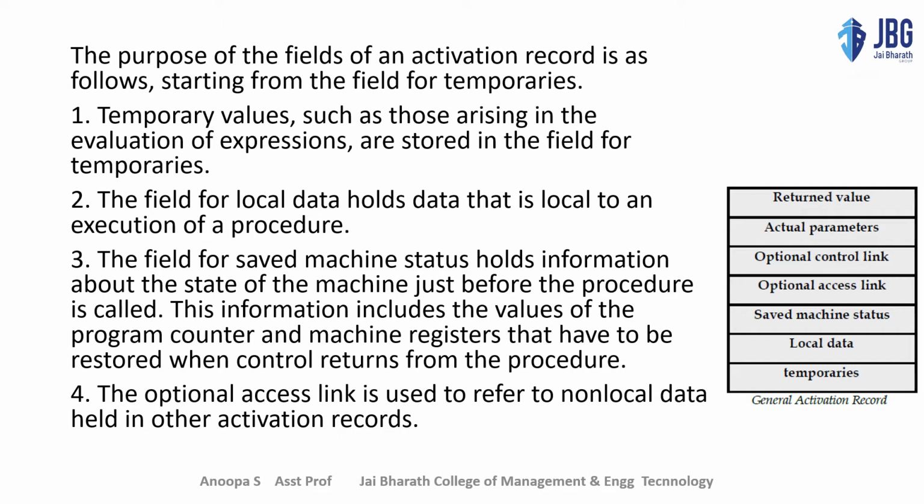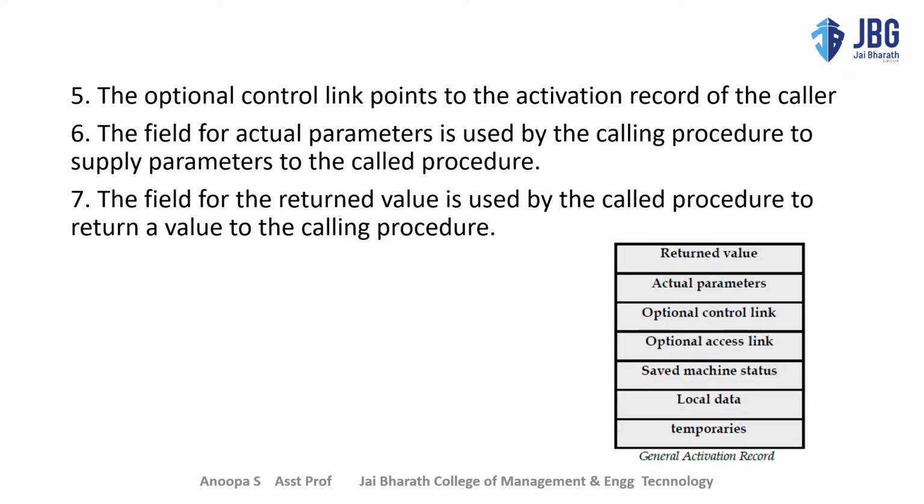The field for saved machine status holds information about the state of the machine just before the procedure is called. This information includes the value of the program counter and machine registers that have to be restored when control returns from the procedure. Then there is an optional access link. This is used to refer to non-local data held in other activation records. Okay, data that is not local to a particular function and is stored in other activation records, that link will be provided in the optional access link. The next is the optional control link. It points to the activation record of the caller function.